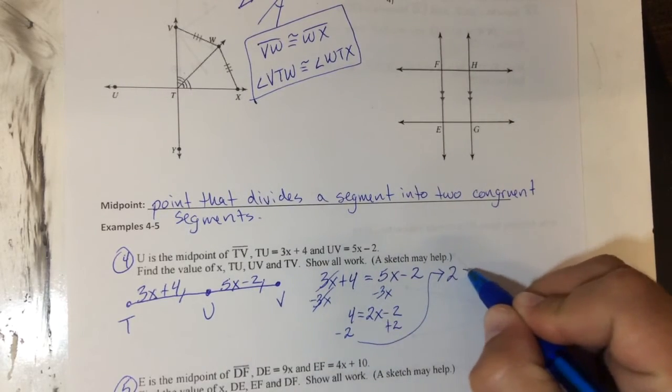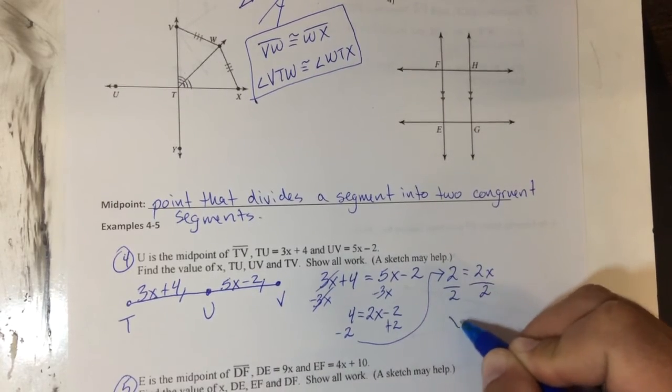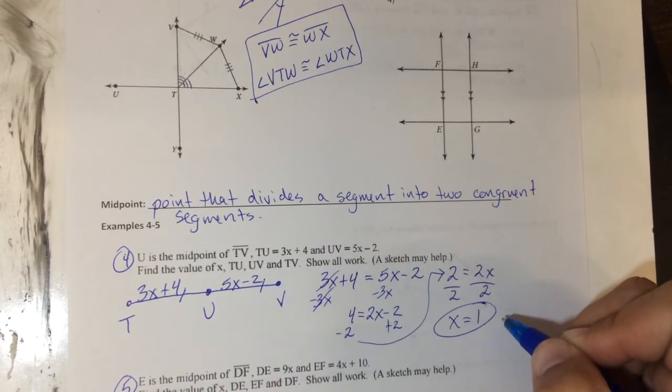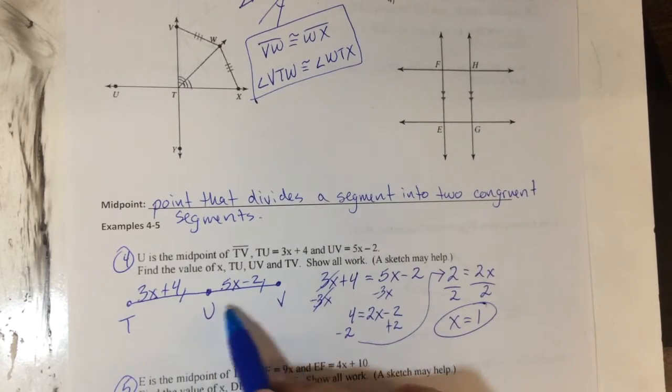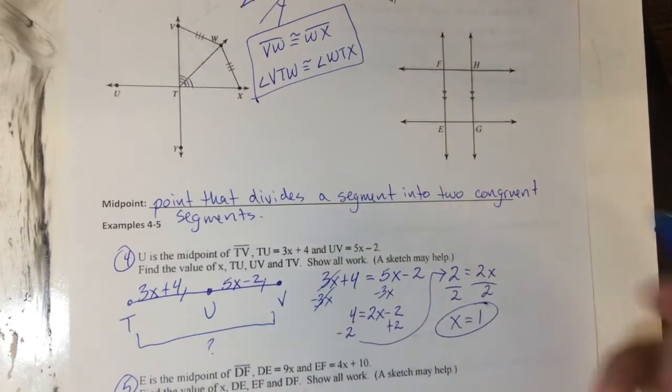Minus 2 is 2. We're left with 2x there. Divide by 2. X is 1. All right, so there's part of your answer. But you're also told to find TU and UV and the entire length TV.